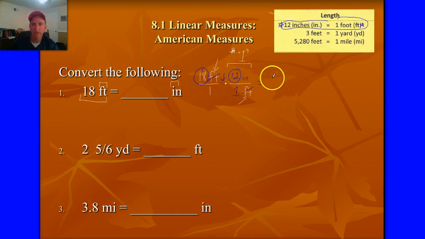All right, and that works out to be 216, and my unit is inches, which is what I wanted here. So I have 216 inches over 1 times 1 is 1. So in other words, that leaves me with an answer of 216. That's called unit analysis, and it makes it so much easier.